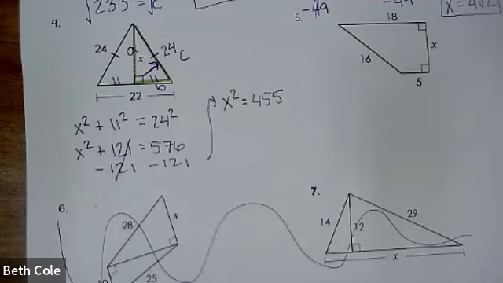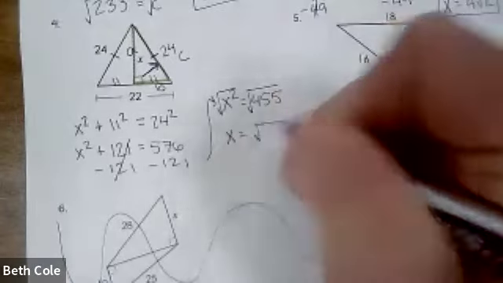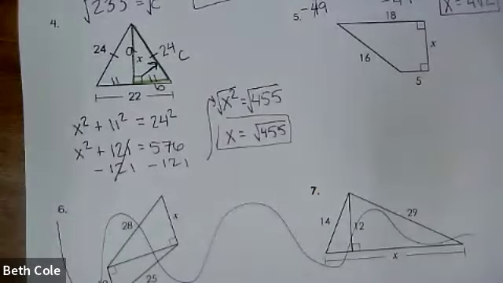And then what is your last step? How do you get rid of a squared? Square root. 455 is not going to work out, so you're just going to leave it. Square root of 455. Sometimes it's like that. You just leave it alone.